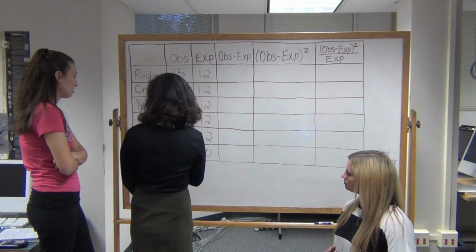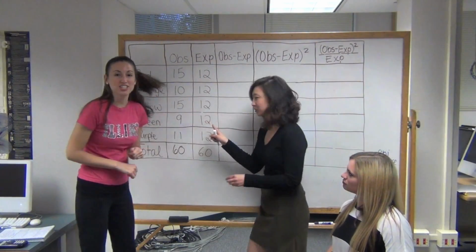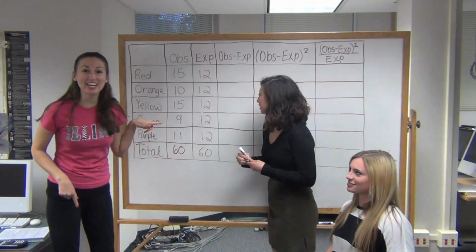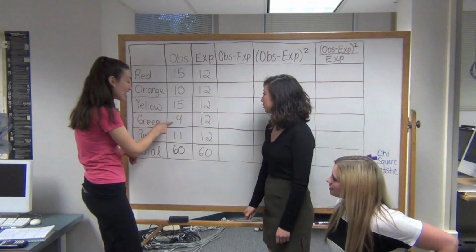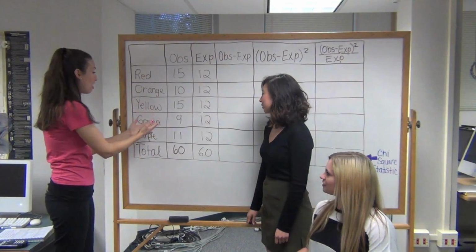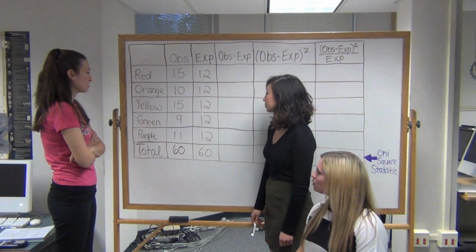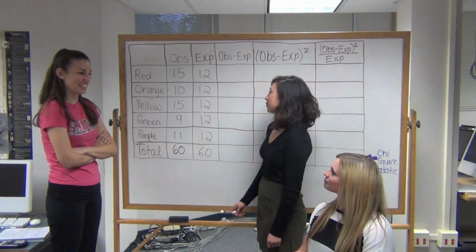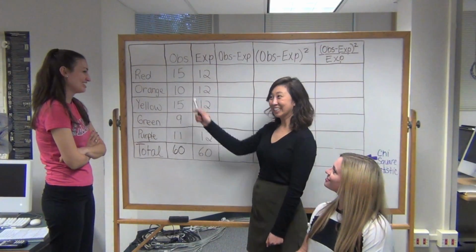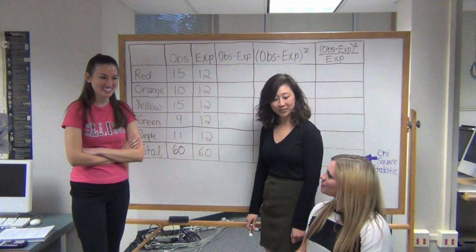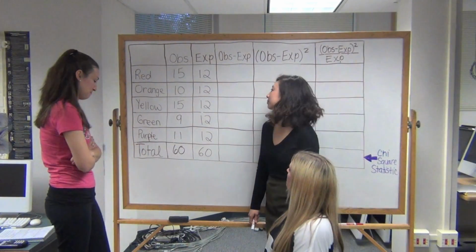Say, Carly, you might have been on something here. Oh my gosh, look at this. The green. I told you the green has the lowest amount. 9. We expected 12, we only saw 9. But look at orange. Orange got gypped too. Only 10. You're right. But I got lucky with my red. Yeah. So I guess that means we have to look at all of our categories.